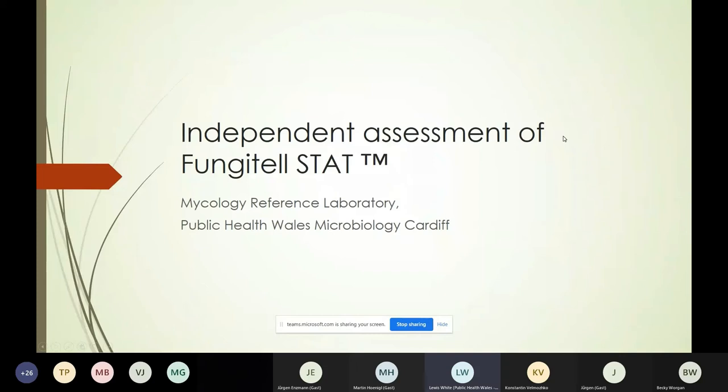So we decided that it would be good to perform an independent assessment of the Fungitell STAT assay. That was because of the situation of the COVID-19 pandemic and the ongoing requirement for rapid results, quick turnaround time, and the delay of samples getting to us from other laboratories.